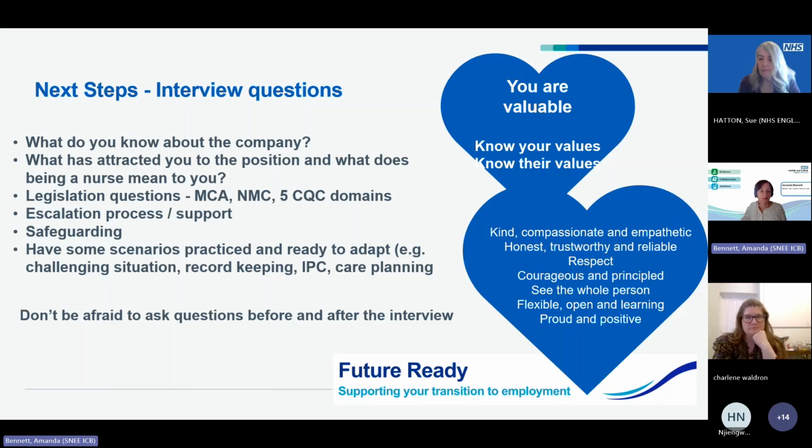Absolutely have some scenarios, and practise that. Even if you haven't worked in social care, think about something you've done somewhere else, or when you've been on a placement, that you could bring and talk about, that reflects the scenarios that might be happening in that social care organisation you're going to. There will probably be questions about safeguarding, challenging situations, record keeping, maybe infection prevention control, maybe care planning. So there's more information on that on the Learner Toolkit. Thanks very much, Helen, for preparing those.